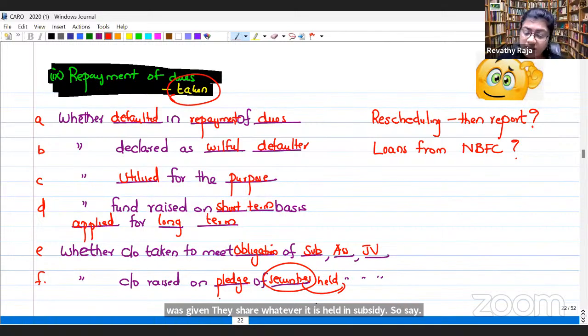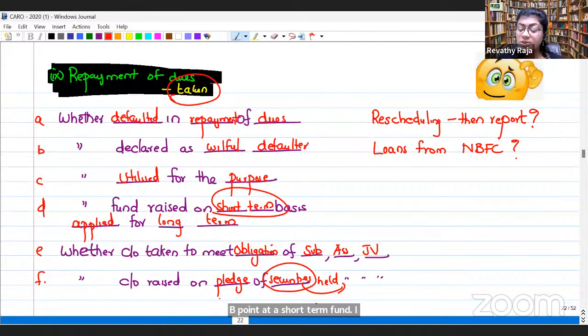D point: short-term fund, I will repeat, short-term fund, whether applied for long-term. Say, for example, a working capital loan. Practically, there are cases where a working capital loan should be for short-term purpose, but they utilize it for lift construction, which is long-term. So that is fund diversion. That's what the D clause is.